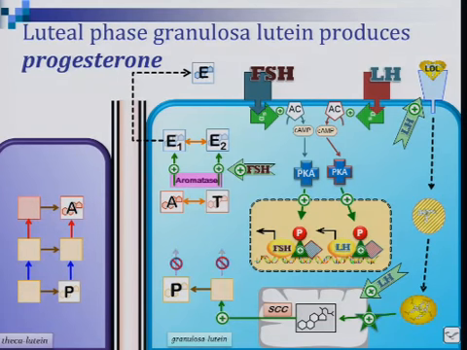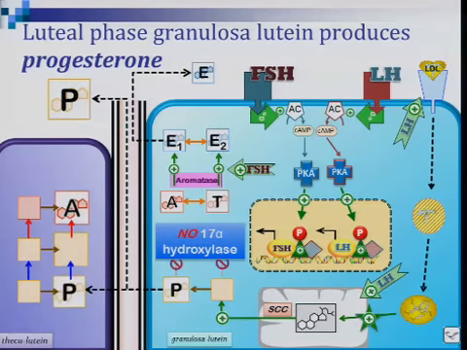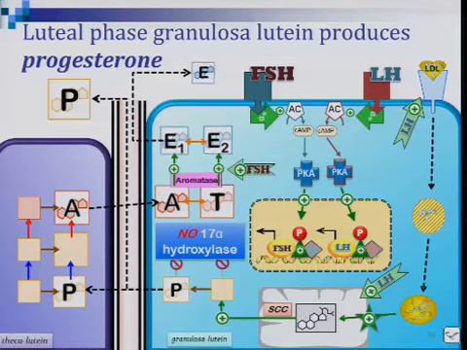Okay. However, the granulosa lutein does not have the 17-alpha hydroxylase, so it can't continue the synthesis pathway on its own. Okay. Therefore, what happens is this progesterone becomes the source of the circulating progesterone during the luteal phase, as well as some of it leaks back over into the theca lutein, increasing androgen synthesis all the more, which causes an increase in estrogen synthesis.